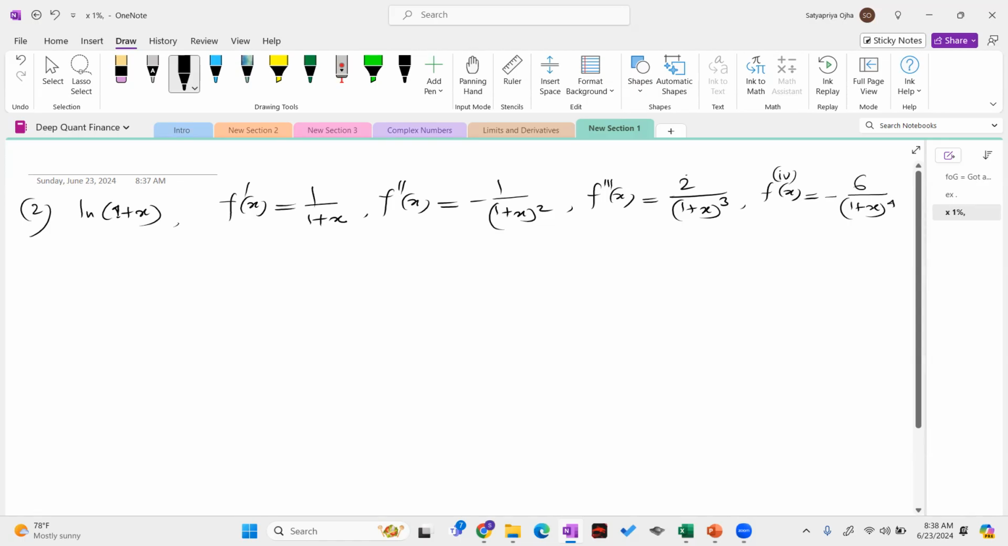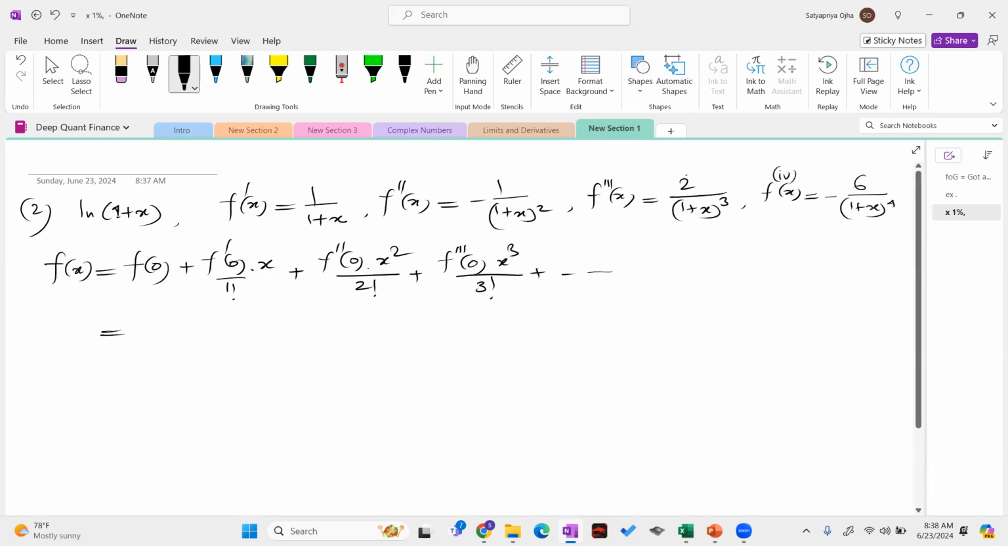Okay. So we write the Maclaurin series: f of x equals the constant term, plus derivative at 0 times the linear term by 1 factorial, plus double derivative at 0 times the quadratic term by 2 factorial, plus triple derivative at 0 times the cubic term by 3 factorial, etc. What is the value of the function at x equal to 0? Guys, Sachin says 0. Everybody? Log of 1 plus 0? Log 1, 0. Yes.